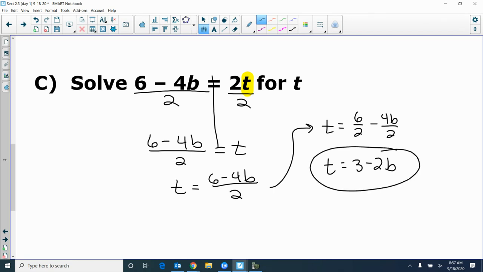Now, sometimes you'll be able to jump straight to there, divided by 2. If you understand that, that's fine. But sometimes you're going to need to split it apart. And if it doesn't divide evenly, we just leave it as a fraction. We'll cover a couple of those.